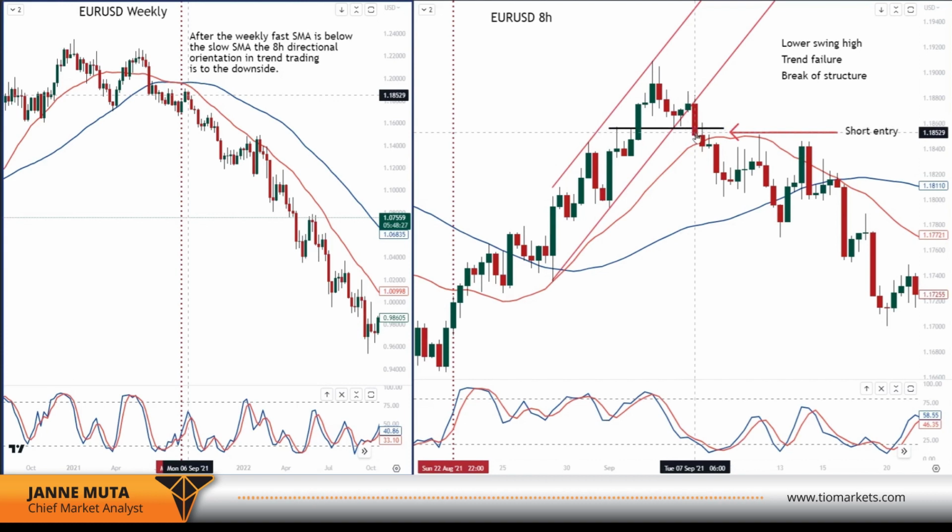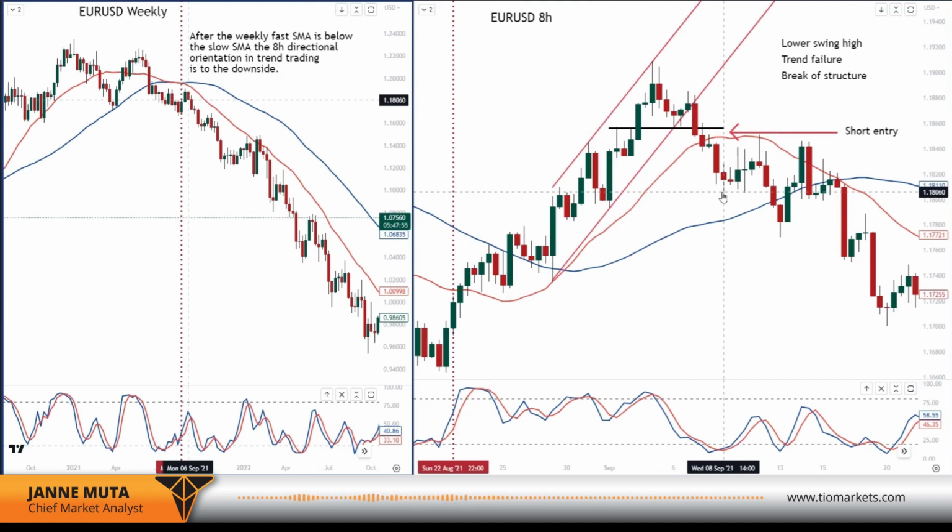Then we have evidence in the weekly chart that the market might be weak, and then we have evidence in the 8-hour chart that the market indeed is getting weak. So that's when it makes sense to look for short entries. That's a potential short entry here at 1850, and the market moves to about 1860 before it starts to move lower and moves down about 50 pips in the first push.